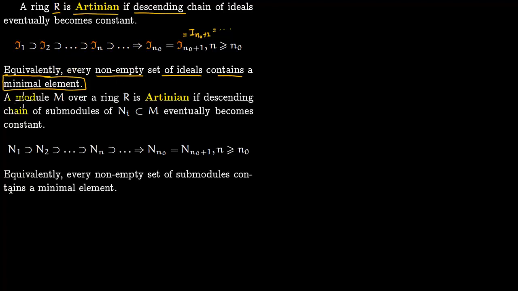So now from Artinian rings we can go to Artinian modules. So a module M over a ring R is Artinian if a decreasing chain of submodules Ni contained in M eventually becomes constant. So say you have the submodules Ni of M and you have a descending chain like N1 contains N2 which contains N3 which contains Nn and so on. So eventually after n greater or equal to n naught, these modules become constant.